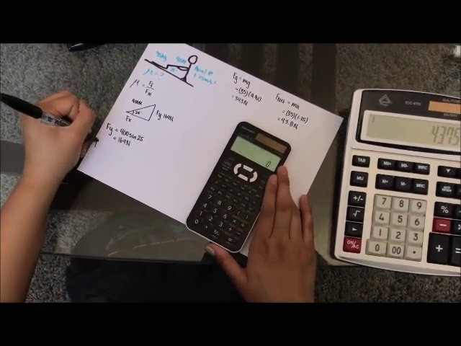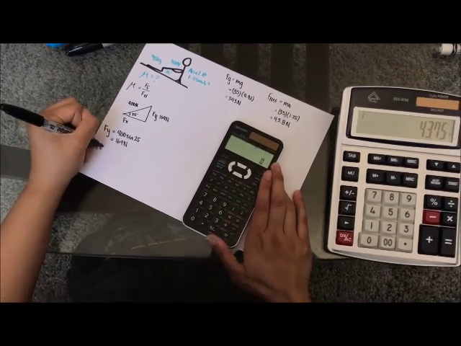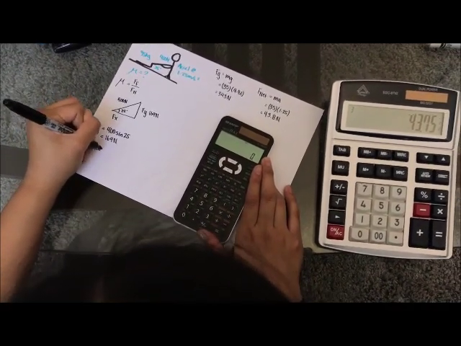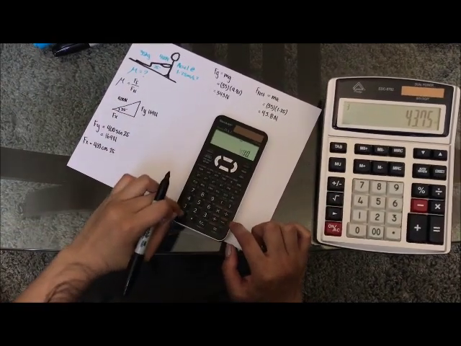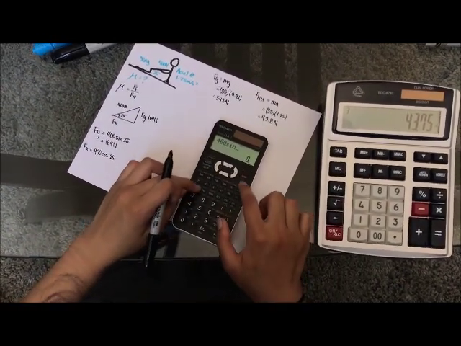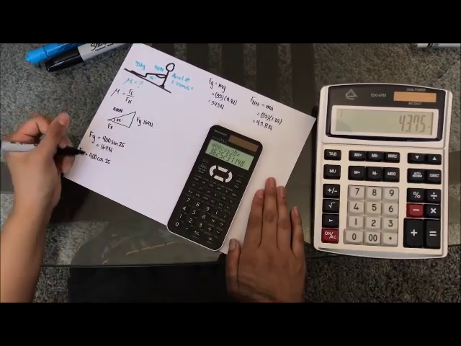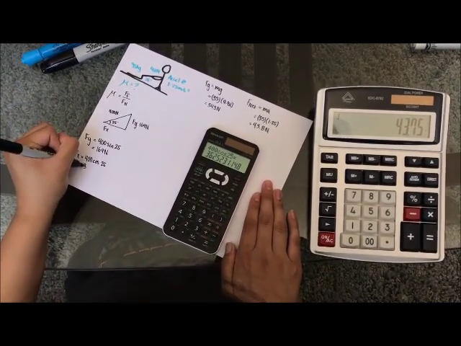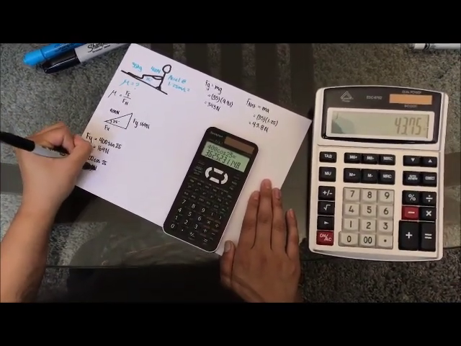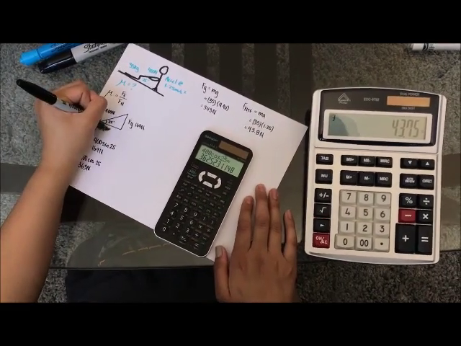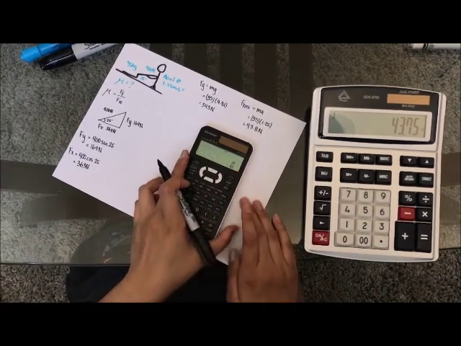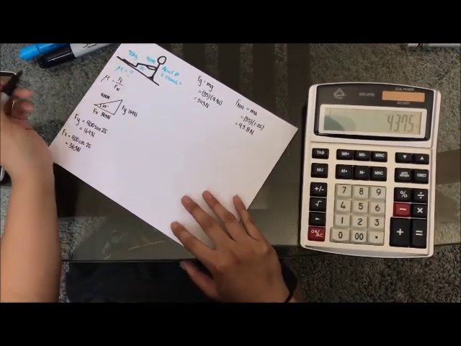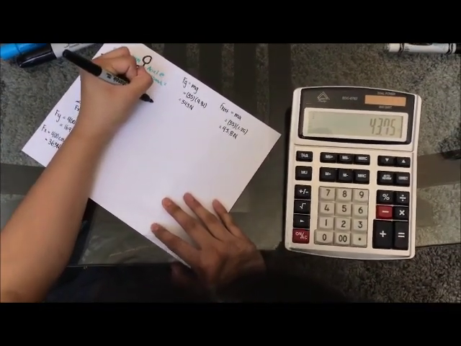And now to find our Fx is 400 cos 25. Here we get 363 newtons with rounding. So now that we have our triangle figured out, we are going to use those values to find our force of friction and our F normal.